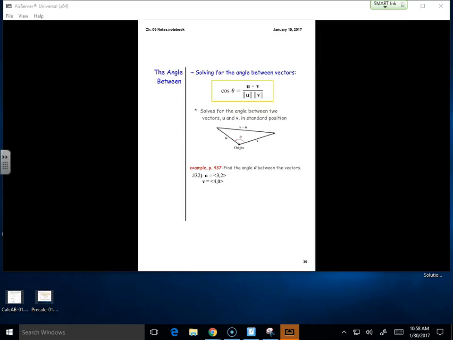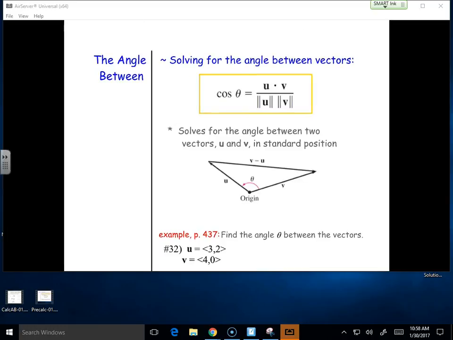But I didn't say section 6.4, which is kind of nice because we haven't gotten to word problems yet, but they might get a little messy.